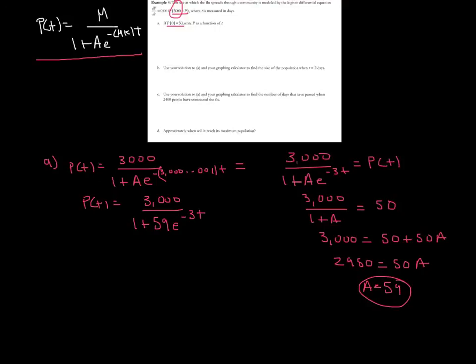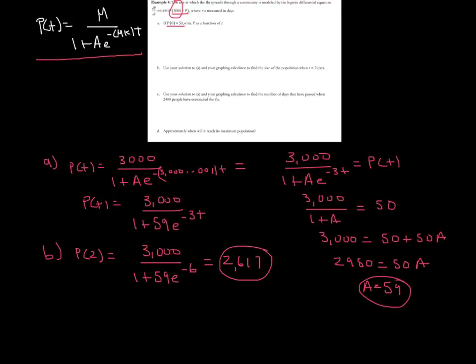Now, where does your calculator come into play? Well, it comes into play in part B. Now you have to use your solution to A and your graphing calculator to find the size of the population when time is 2. So we are looking for P of 2. You have to plug 2 into your population equation, and this is simple math here. Just go ahead and plug that in, and you will get 2617 point something, but you can't have part of a person, so you just round that to 2617.